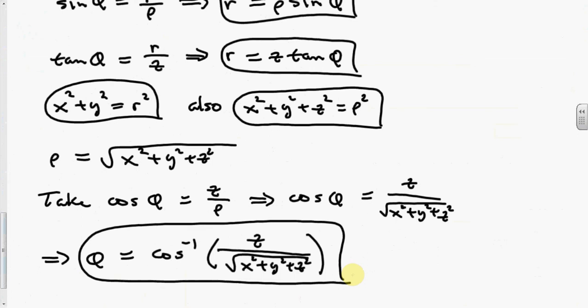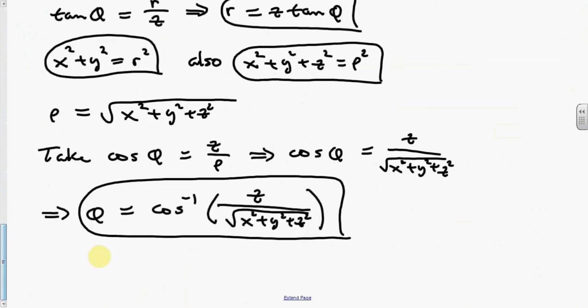Oh, by the way, now you know that x is equal to r cosine theta, right? But the r is not in the spherical coordinate system. Theta is, but r is not. So I need to be able to write r with its spherical equivalents.